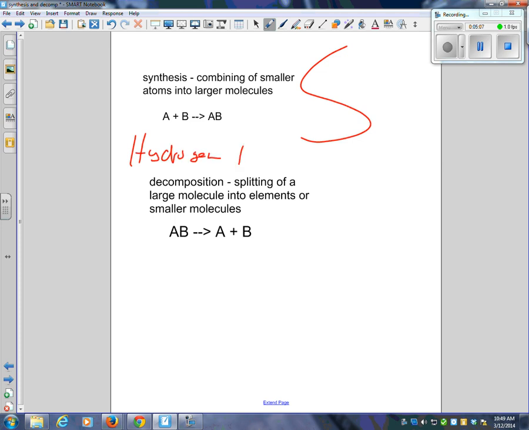Hydrogen plus oxygen gives you water. If you burn hydrogen gas, you get energy. It combines with oxygen in the air, and you get plain old water.